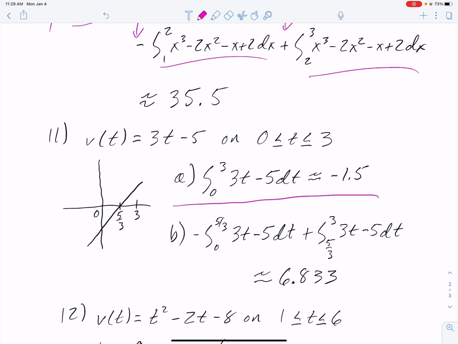B talks about total distance traveled, so I'm going to look at that exact same work that I did when we were looking at area. I've got to look at my graph, find my x-intercepts, determine where my graph is beneath the x-axis, put a negative in front of the integral, determine where my graph is above the x-axis, put a positive in front of my integral, and then use that absolute value option to get my final answer.